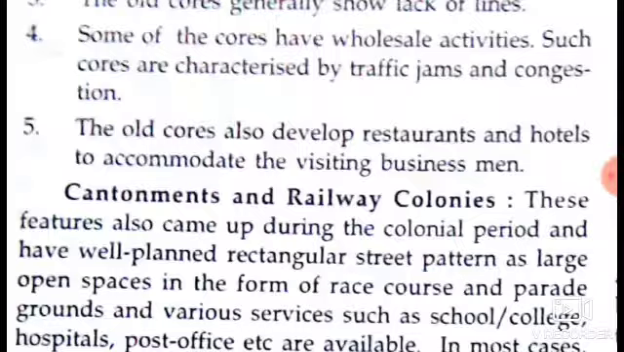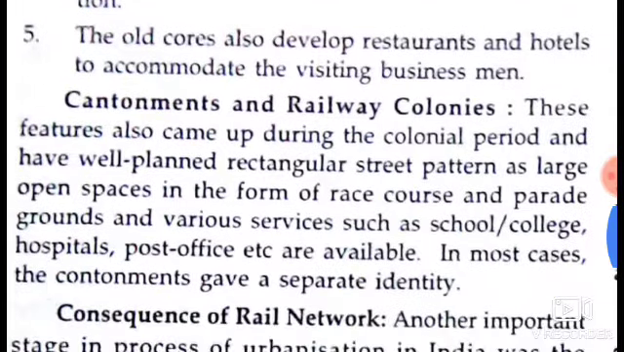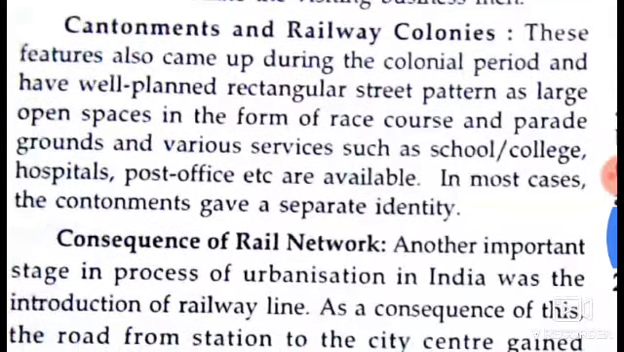Cantonments and railway colonies. These features also came up during the colonial period and have a well-planned rectangular street pattern, with large open spaces in the form of race courses and parade grounds, and various services such as schools, colleges, hospitals, post office, etc. are available. In most cases, the cantonments had a separate identity.